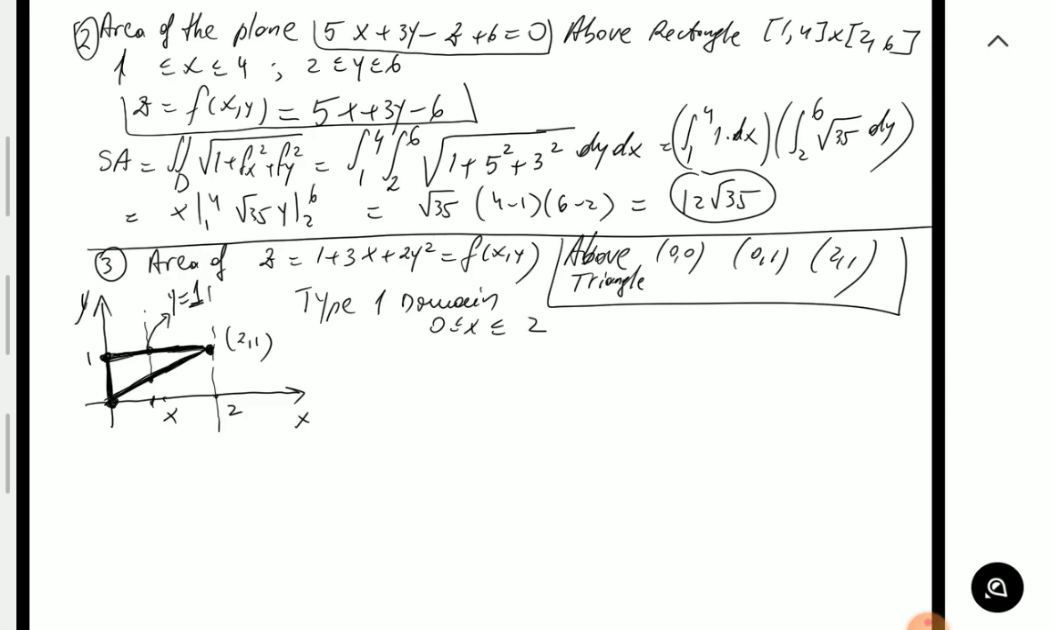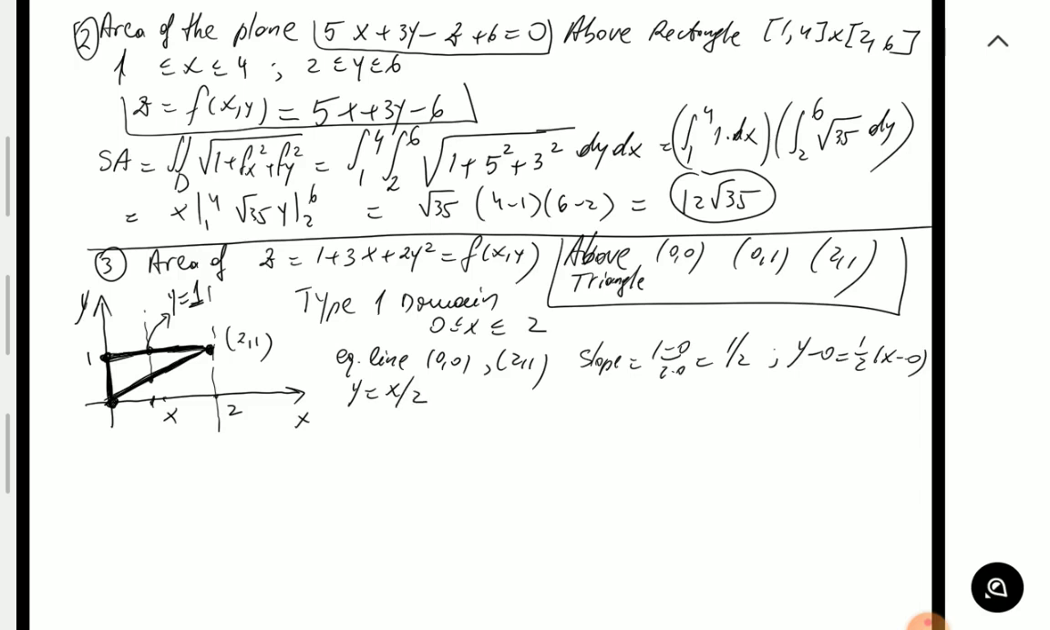But the lower bound comes from the equation of the line connecting (0, 0) and (2, 1). So you have to take some time here to find the equation of that line. The slope of this line is (1 minus 0) over (2 minus 0), which is 1/2. And then from the point-slope formula, using the origin, for example, we see that the line is y equals x over 2.